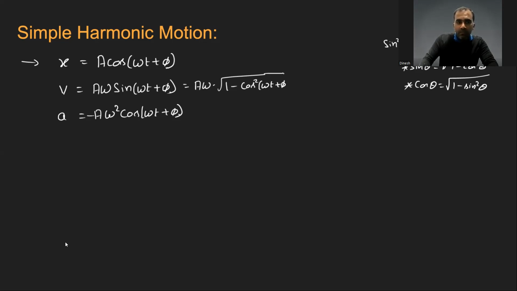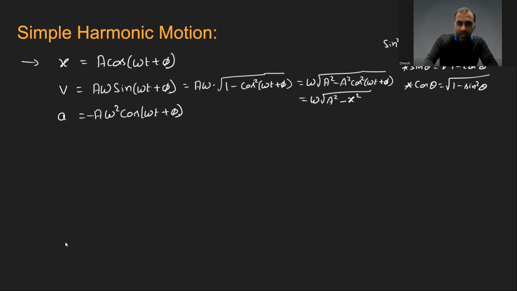Is that okay? Now, can I send omega aside, and inside, let's send A inside. If you send A inside, it becomes A square minus A square into cos square of omega t plus phi. What is A cos omega t plus phi? A cos omega t plus phi is x.